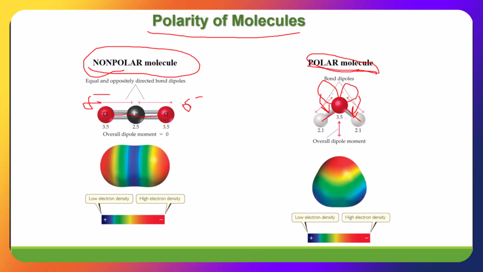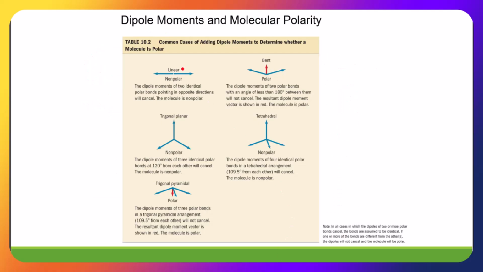Water, if you don't get anything else out of the course, remember that water is a polar molecule. In general, bent molecules will be polar. They should have polar bonds, but bent molecules are polar. So, dipole moments and molecular polarity: linear molecules, if the bonds are the same polarity, they'll cancel each other and it'll be non-polar. Bent molecules are almost always polar.